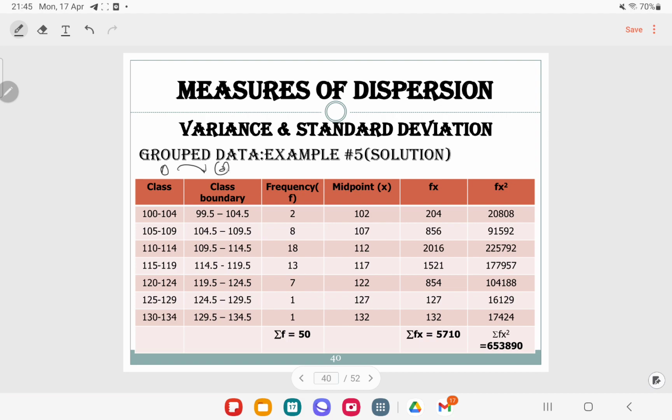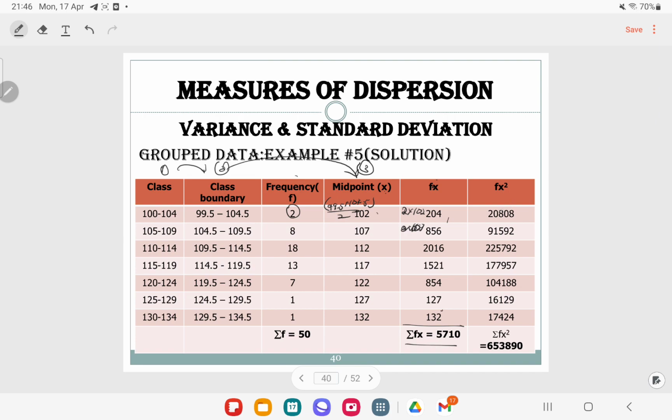Next, you have to obtain the midpoint values. So here we get 99.5 plus 104.5 divided by 2, so we get 102. The x value is represented by the midpoint value, and the frequency is represented by the frequency value here. So here we will get 2 multiplied with 102. Here we have 8 multiplied with 107. Then you get the value here and then obtain the summation values.